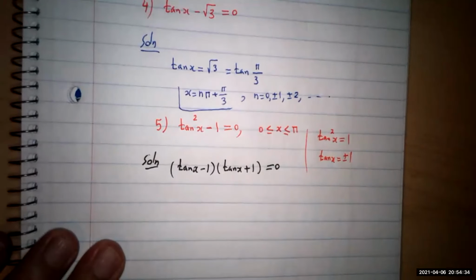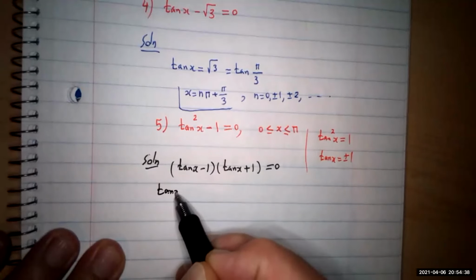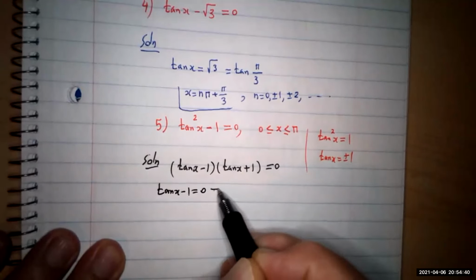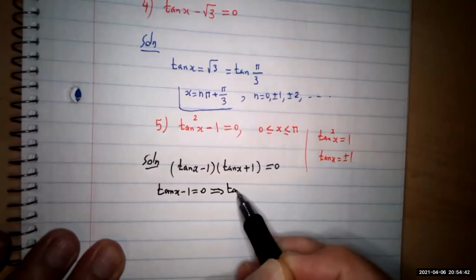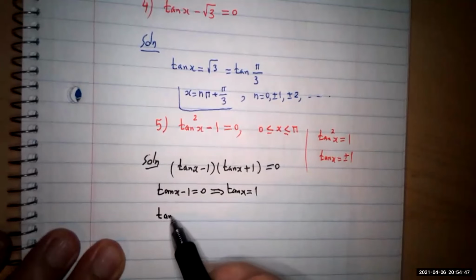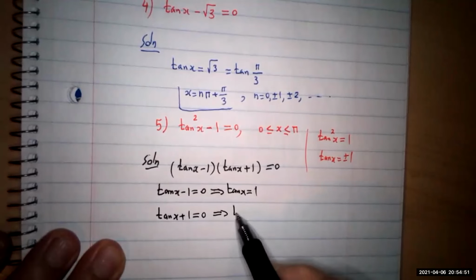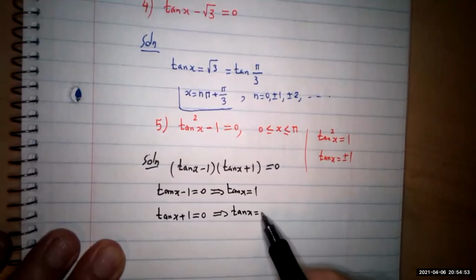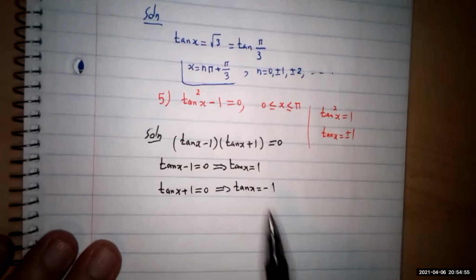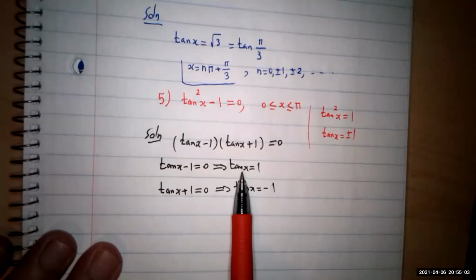In this case, from the first one, tangent of x minus 1 equal to 0 gives us tangent of x equal to 1. And from the second one, tangent of x plus 1 equal to 0 gives us tangent of x equal to negative 1. So you have two equations to solve. You take them one by one, and then you take care of it. So we start with this one.